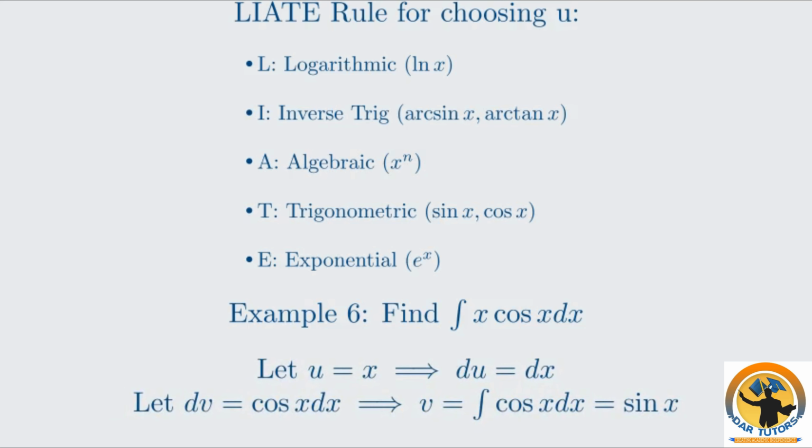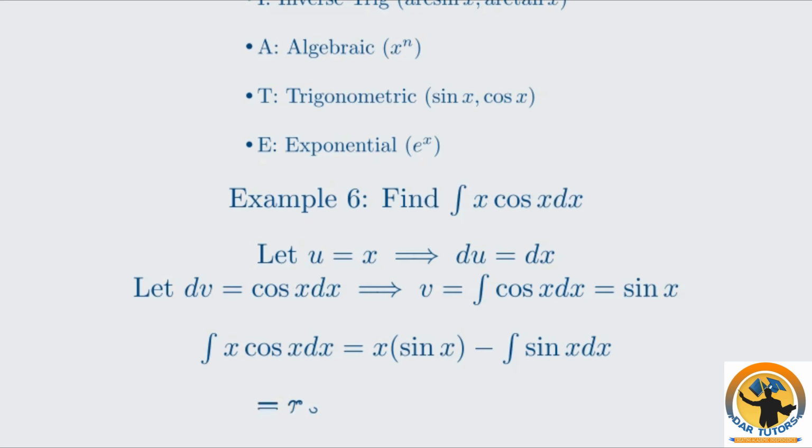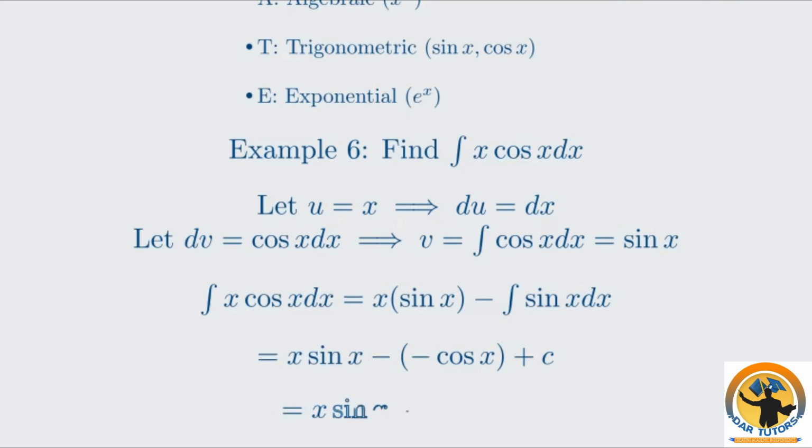Now we plug these into the formula, the integral of u dv equals uv minus the integral of v du. This gives us x times sine x, minus the integral of sine x dx. The new integral, sine x dx, is much simpler. We know its integral is negative cosine x, so we have x sine x minus negative cosine x plus c. Simplifying, our final answer is x sine x plus cosine x plus c. Integration by parts successfully transformed a product into a simpler integral.